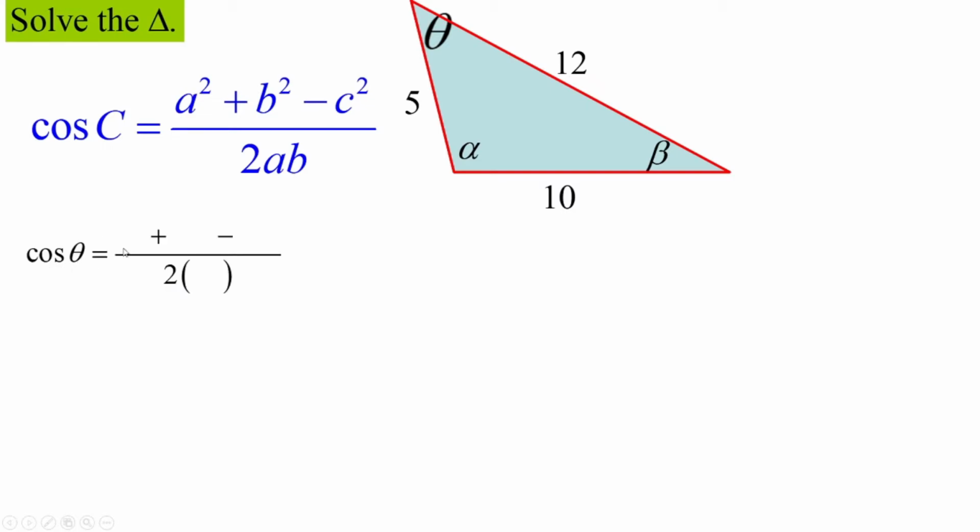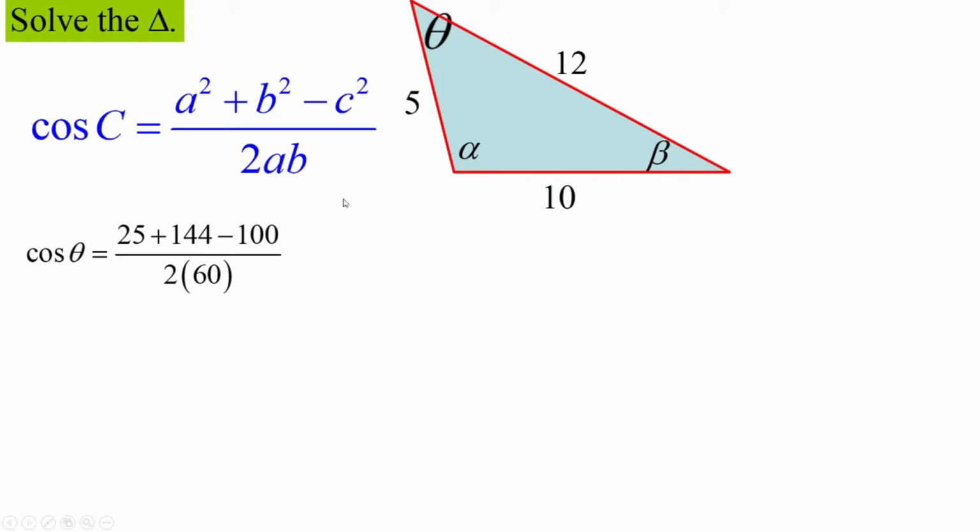And that has to equal, now A and B are the sides adjacent to the theta, so that would be the 5 and 12. So if I go 5 squared, 25, plus B, 12 squared, 144, minus C, the side opposite the angle I'm trying to solve for, squared. So that's minus 100 over 2 times A times B. And again, A times B, 5 times 12, that's 60.